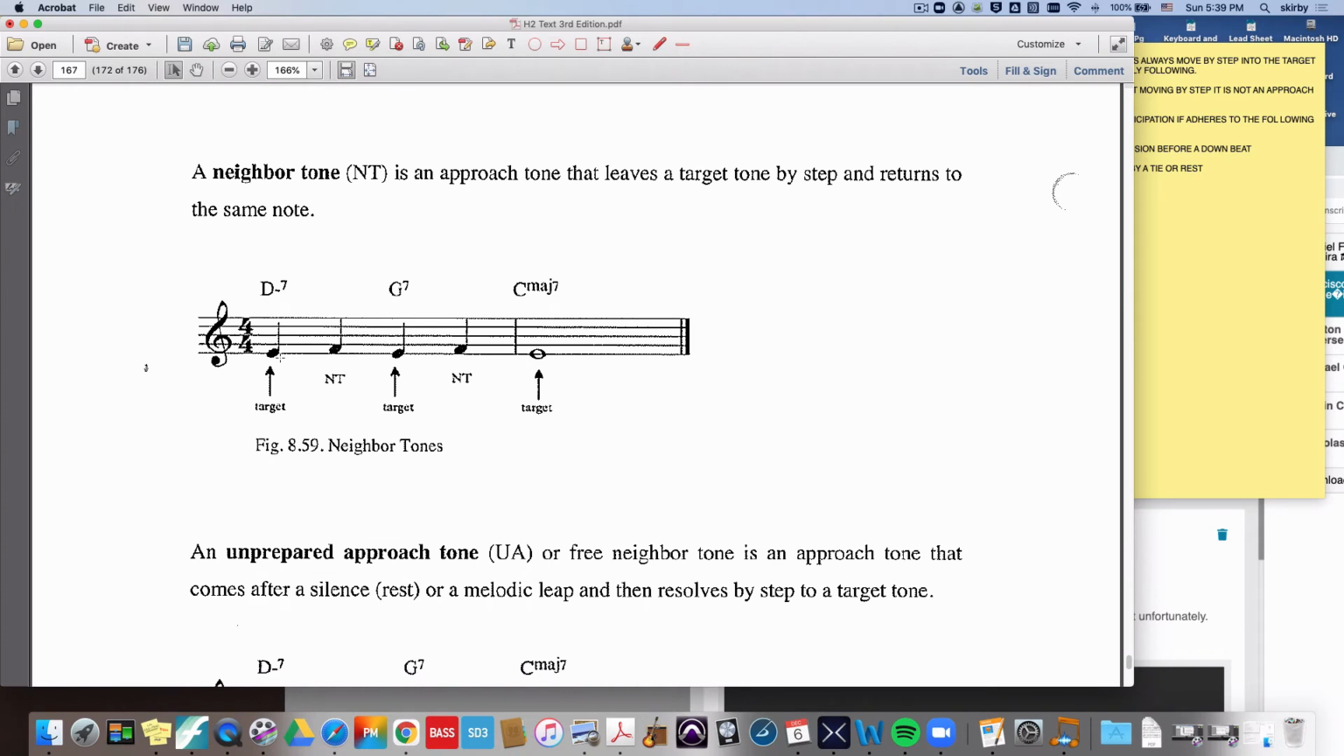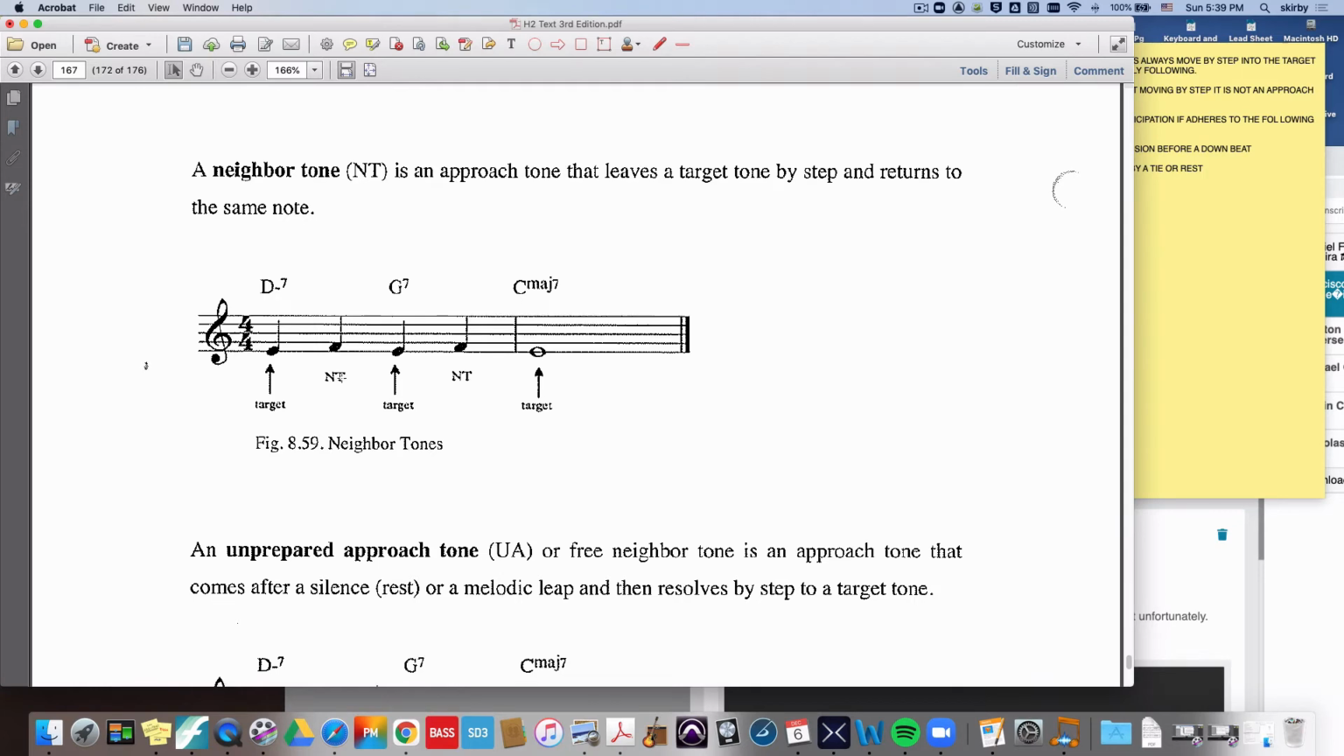Okay, then there's a neighbor tone. A neighbor tone is a note that you go to one step above the target or below and then returns to the target. That's a neighbor tone. You can have an upper neighbor or a lower neighbor.